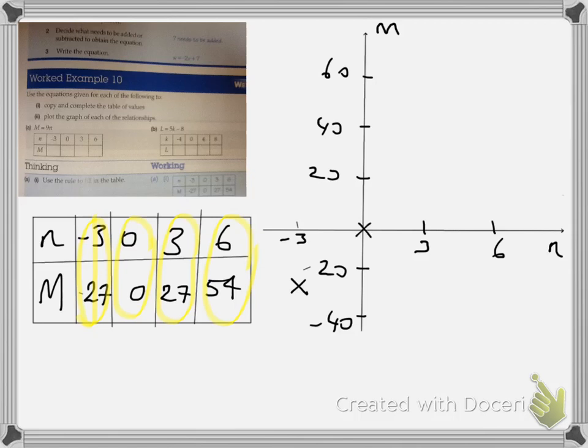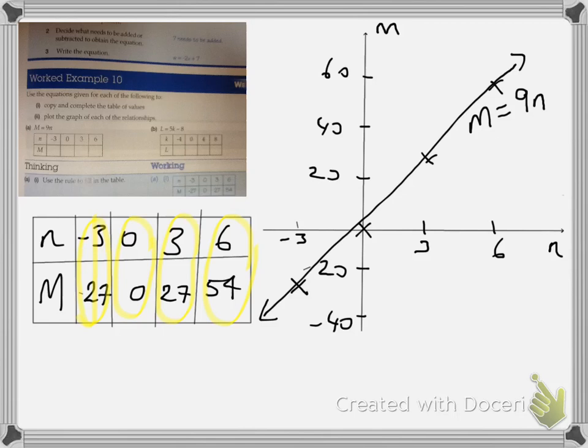0, 0 is my next point, 3 and positive 27, and 6 and positive 54. And you'll notice that they are going on in what we call a linear fashion. And again, I would write a neater one there. The rule we already know in this instance, m equals 9n.